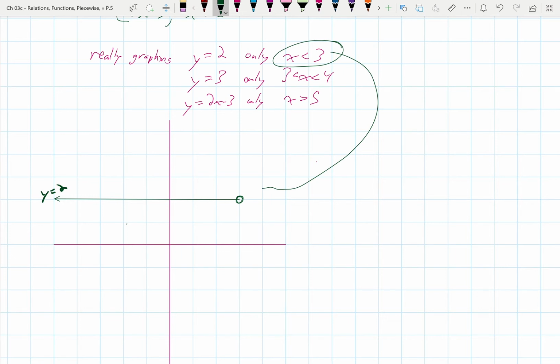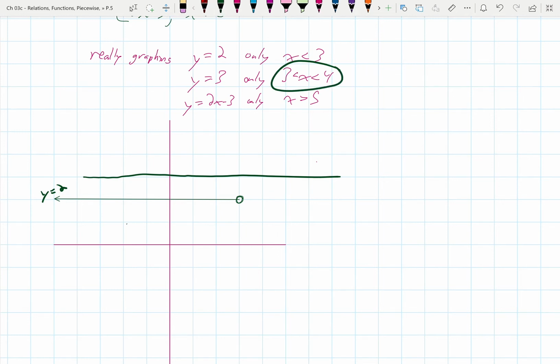Then if I graphed y equals 3, that's a horizontal line here, but wait a minute, I only want to graph it for 3 is less than x is less than 4. So here is x equals 3, here is x equals 4 on that line, and I would want to graph everything in between those and erase everything else. So that is the line y equals 3.